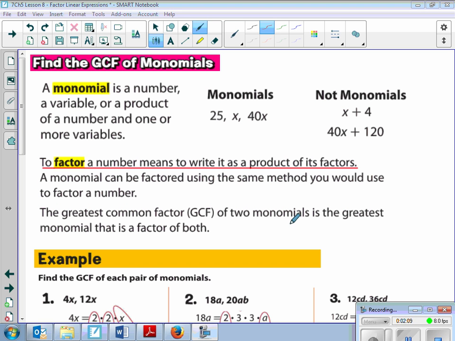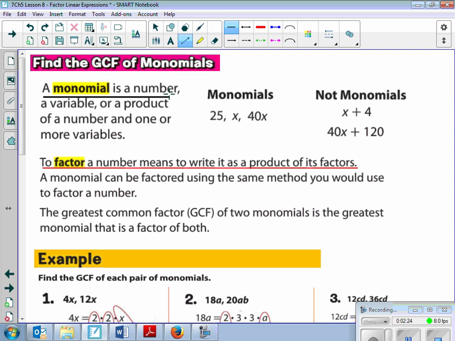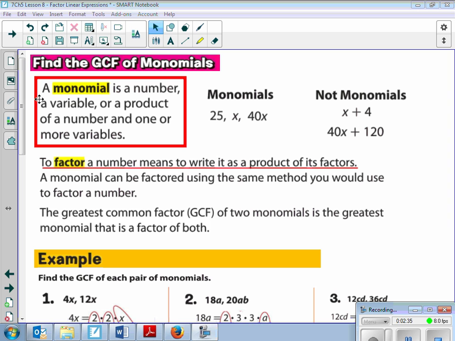So, in order for us to factor a number out, we need to find the greatest common factor. So here we're going to find the greatest common factor of monomials. Please make sure you write down the definition of a monomial. A monomial is a number, a variable, or a product of a number and one or more variables. All right, so please make sure you write down the definition of a monomial.